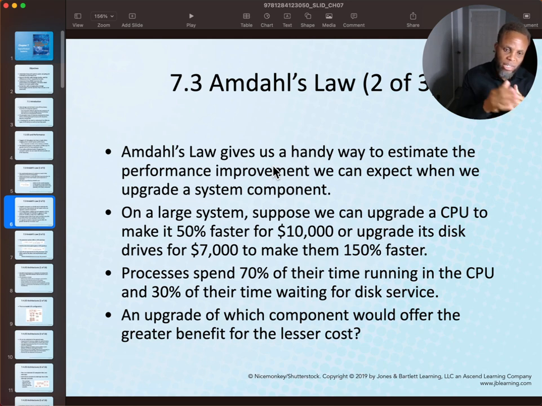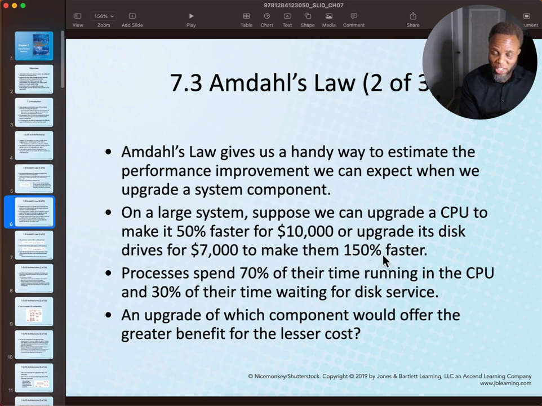Okay, so let's look at this example. Let's say on a large system, suppose we can upgrade a CPU to make it 50% faster by spending $10,000, or we can upgrade a disk for $7,000 to make it 150% faster. So you have two choices. You can either upgrade the CPU to make it 50% faster for 10 grand, or you can upgrade your disk to make it 150% faster for $7,000.